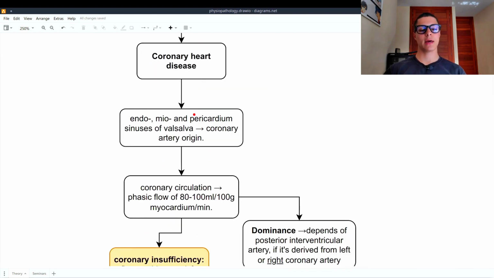So the heart is three layers: the endocardium, the myocardium, which is the muscle, and the pericardium. And you have to know that the sinuses of Valsalva are very important because they are the origin of the coronary artery. This is the artery that goes to the heart. Yes, because the heart needs blood to be able to contract, because the myocardium is indeed a muscle.